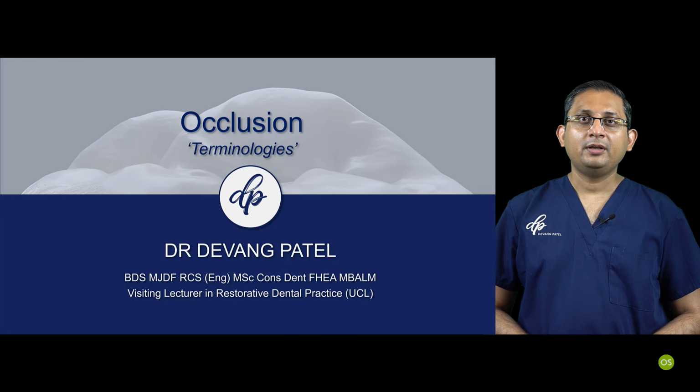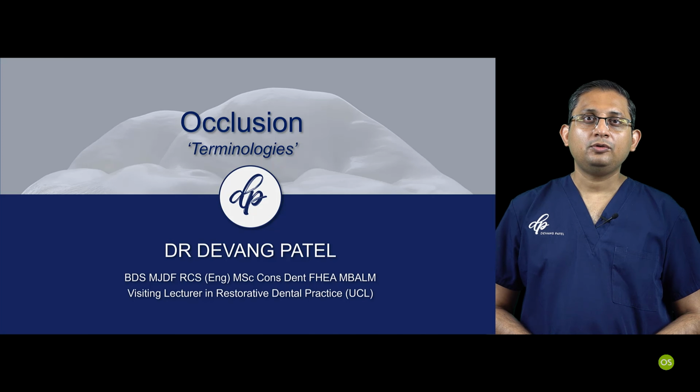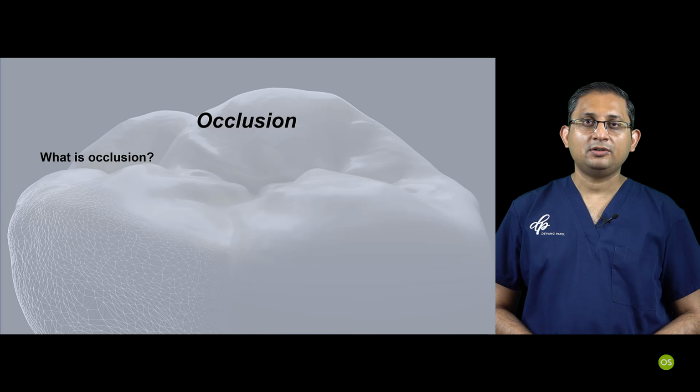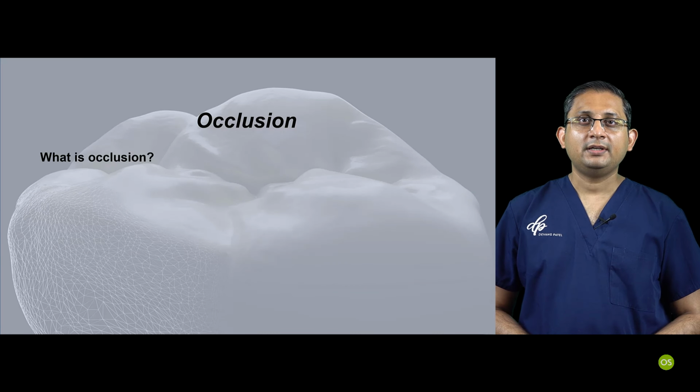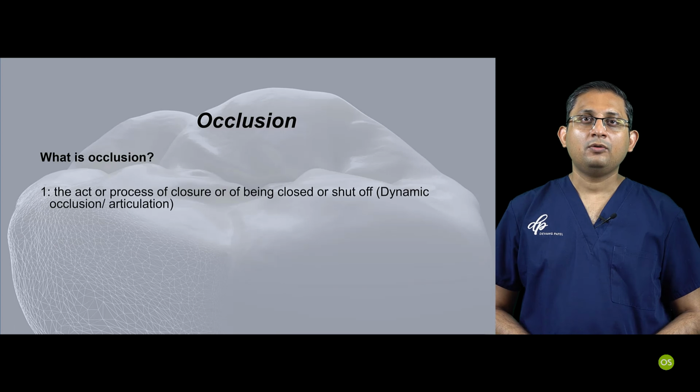In this video, we will discuss some of the important terminologies used in occlusion. So, to start with, what is occlusion? Occlusion is divided into two entities. One of them is called dynamic occlusion, which is really a relationship or act or process when you're opening your mouth, closing your mouth, or moving your jaw around. And that's called dynamic occlusion, which means it's constantly moving.